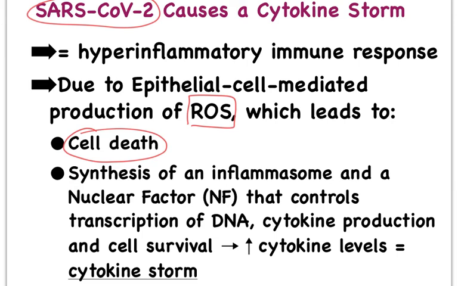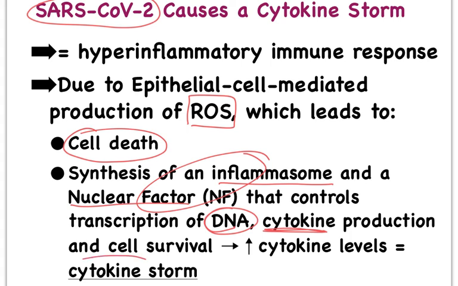But it also leads to the synthesis of inflammasomes and something called nuclear factors. And these nuclear factors are going to impact the transcription of the genes in our DNA that code for cytokines. So suddenly, all of these chemicals are produced that are going to increase how fast genes are transcribed that code for cytokines. And that's where we end up with that cytokine storm effect.